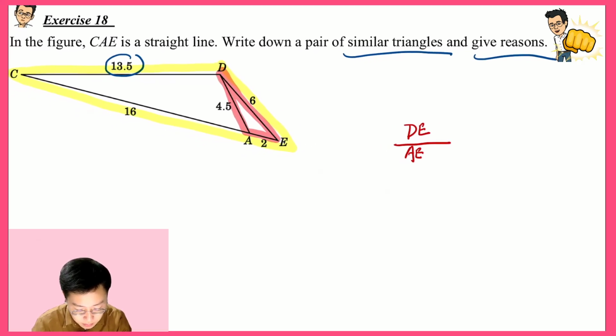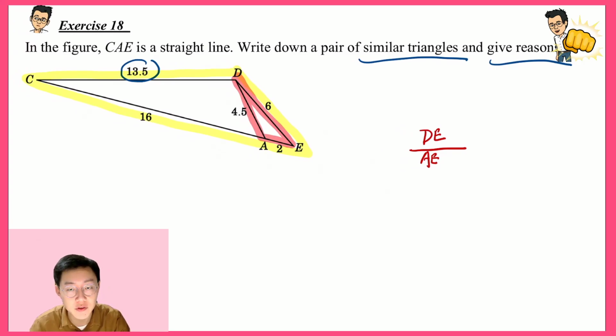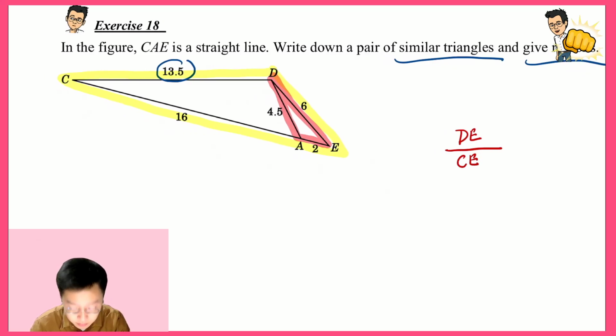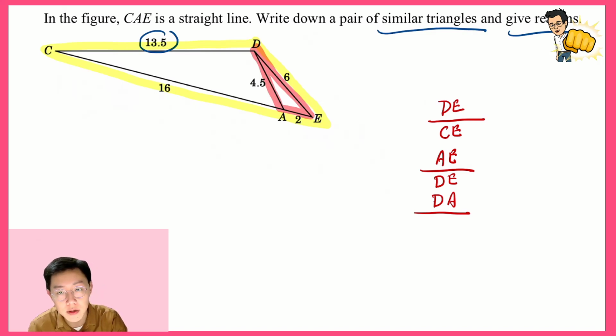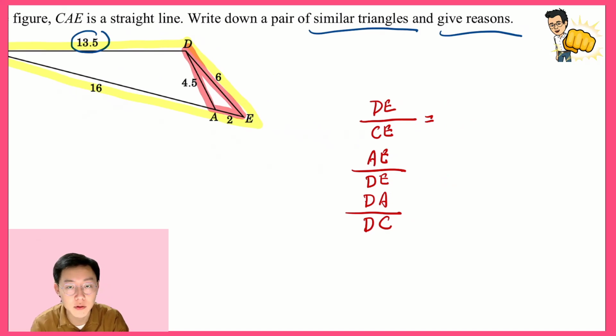And second, we can find the shortest side. Sorry, for the previous one, it should be CE, which is the longest side for the yellow triangle. The shortest side of the red triangle should be AE, and the shortest side for the yellow triangle should be DE. And for the other sides, DA corresponds to DC. So now we try to substitute the values into it.